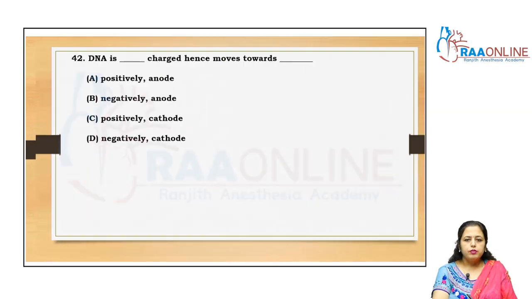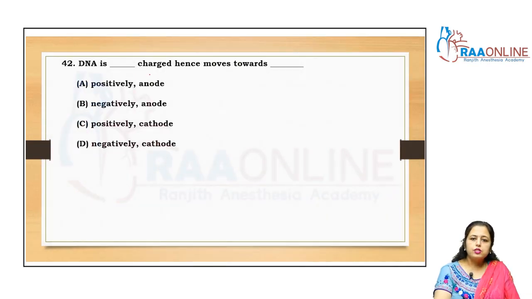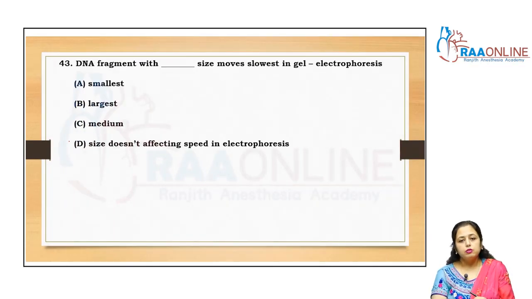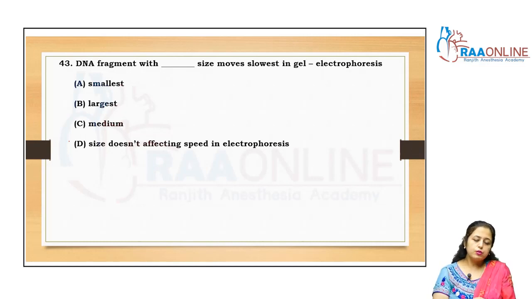Come to the next. DNA is dash charged, hence moves. We know that DNA is a negatively charged particle, so we cancel both of these, and hence it moves towards the anode, not the cathode. That's why the answer is B. Come to the next question. The DNA fragment with dash size moves slowest in gel electrophoresis. As the size is largest, it moves slowest. So simply the answer is B.